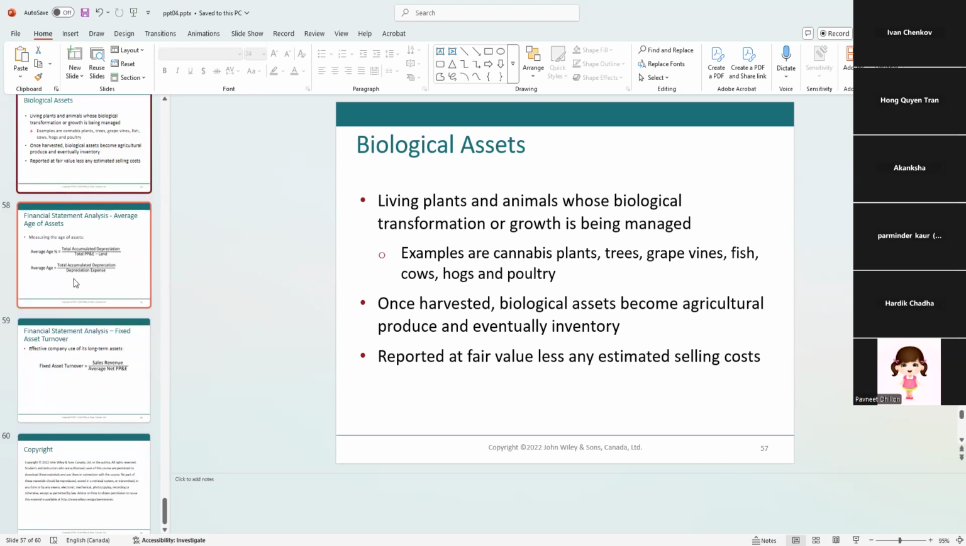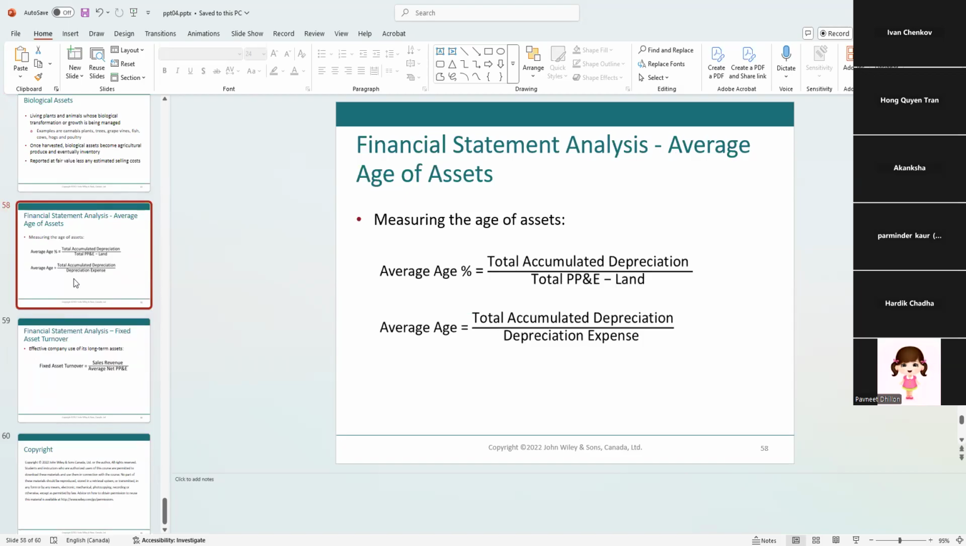Now we're going to the financial statement analysis, where we have to measure the average age percentage and average age. How are we going to do that? Total accumulated depreciation divided by total property, plant, and equipment minus the land. Why minus the land? Because the land doesn't depreciate. One thing I want you to remember, land doesn't depreciate. There's no depreciation on land.